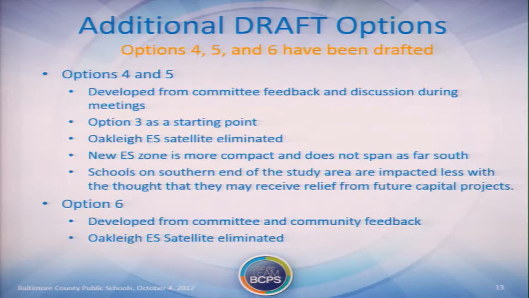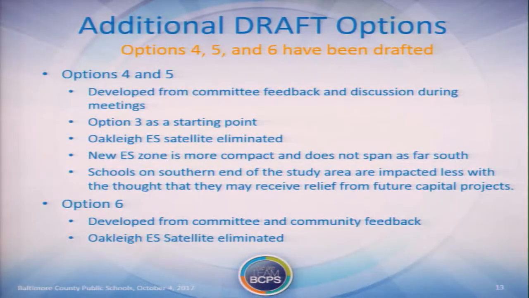So we have drafted options 4, 5, and 6 for you tonight. Options 4 and 5 were developed based on feedback. We took all of your input and your notes and studied those and made some adjustments based on your input. It seemed that almost every single subgroup they looked at, when they evaluated options 1, 2, and 3, felt like option 3 was good with some other adjustments. And it's not to say it was perfect, but that was the feedback that we gathered. So we started with option 3 and made further changes to generate options 4 and 5.